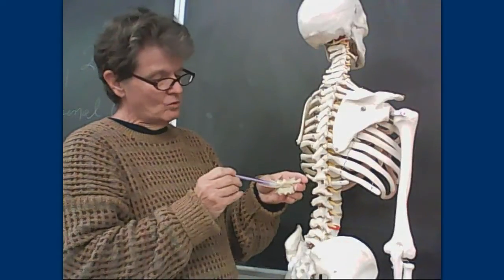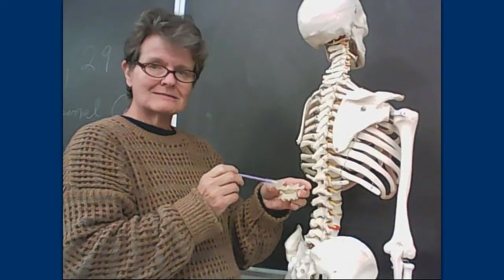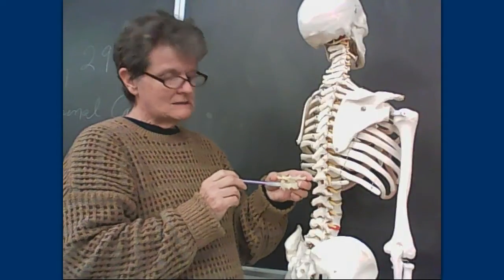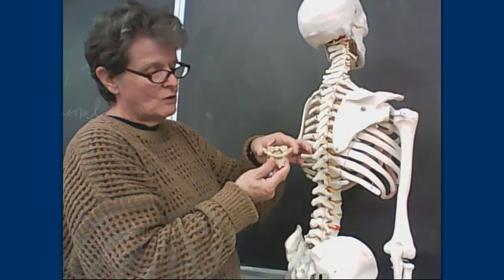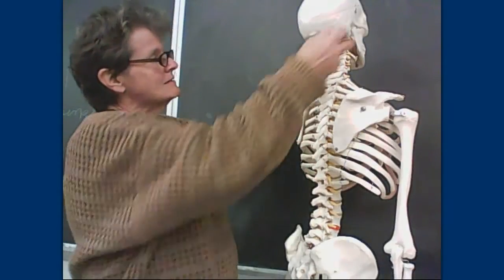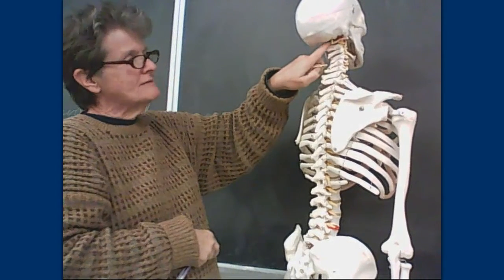Okay, so C1 is the atlas, like Atlas who holds up the world, or in this case, the skull. C2 is the axis with the dens, and there is a slight pivot movement between those two vertebrae, C1 and C2.